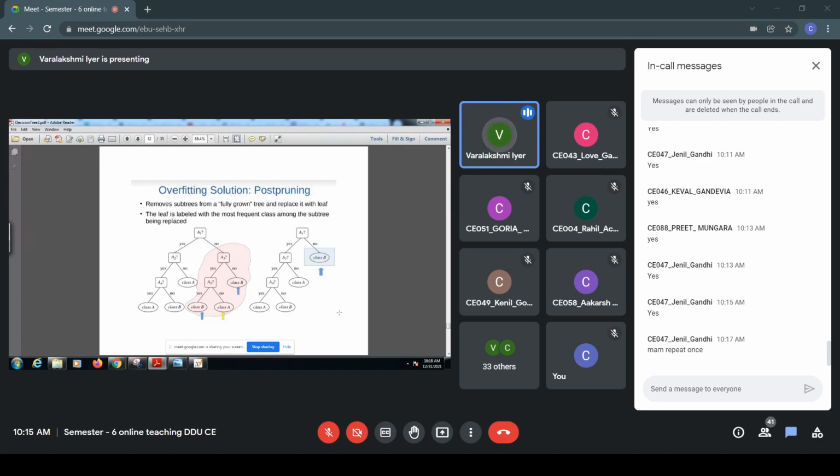Is it clear now what we are trying to do here in the case of post pruning? Yes. What about others? Others are also clear with this?